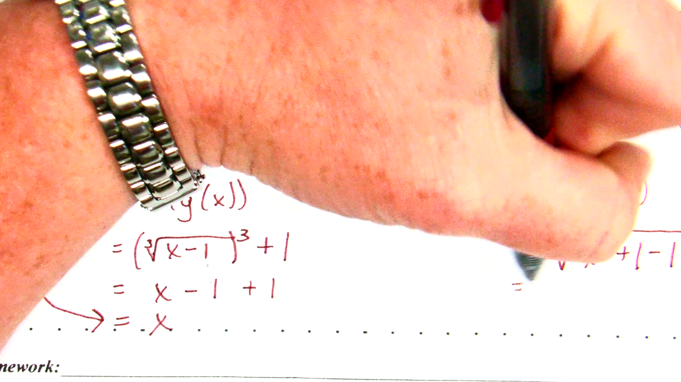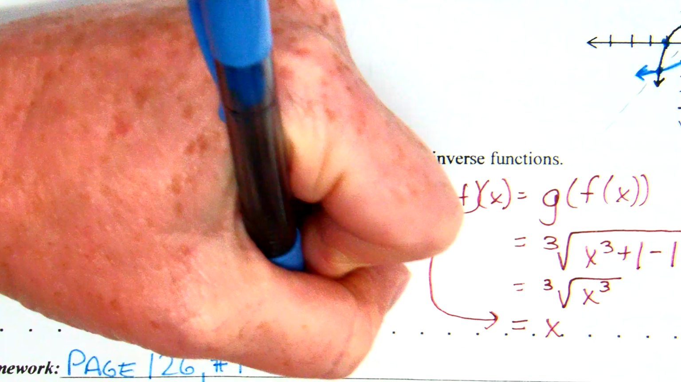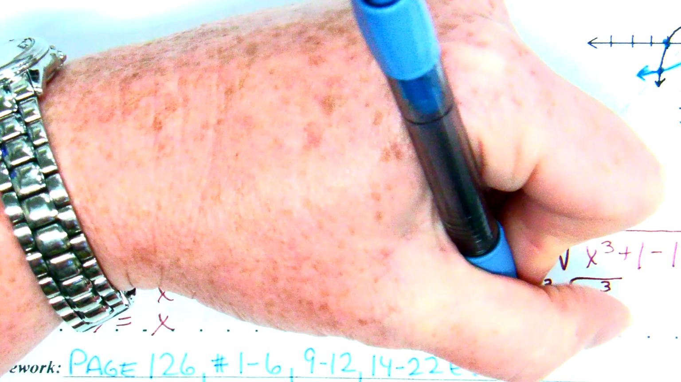Okay, guys, if you haven't already started working on it, you can work now. It's page 126. Numbers 1 through 6, 9 through 12, 14 through 22 evens, and 23 to 29. 14 through 22, I forget exactly what it's asking you to do, but I am telling you, you don't have to do the domains on those.